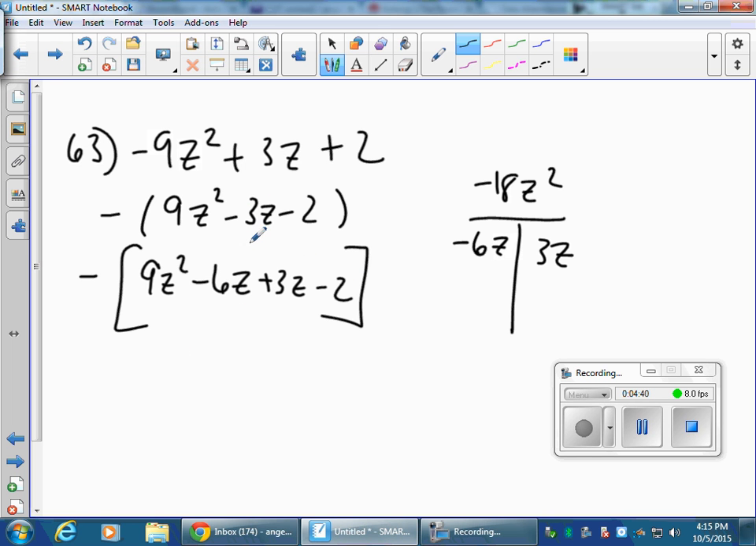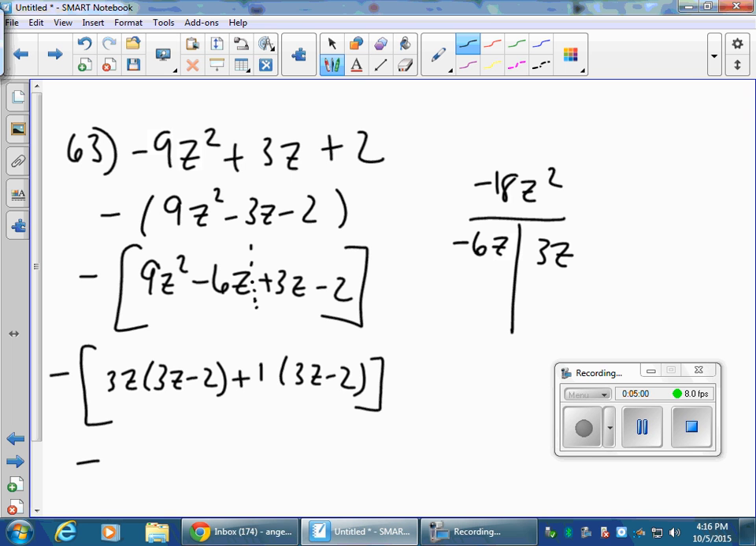So now I'm going to factor by grouping. Don't forget you got a negative out in front here. So out of the first two, I can take out 3z, and that leaves me with 3z minus 2. And out of the last two, they don't have anything in common, so I'm going to put a 1 times 3z minus 2. I've got a negative out in front. 3z minus 2 is my common factor between this, and that leaves me with 3z plus 1 is my other factor from here and here, and that's how this factors.